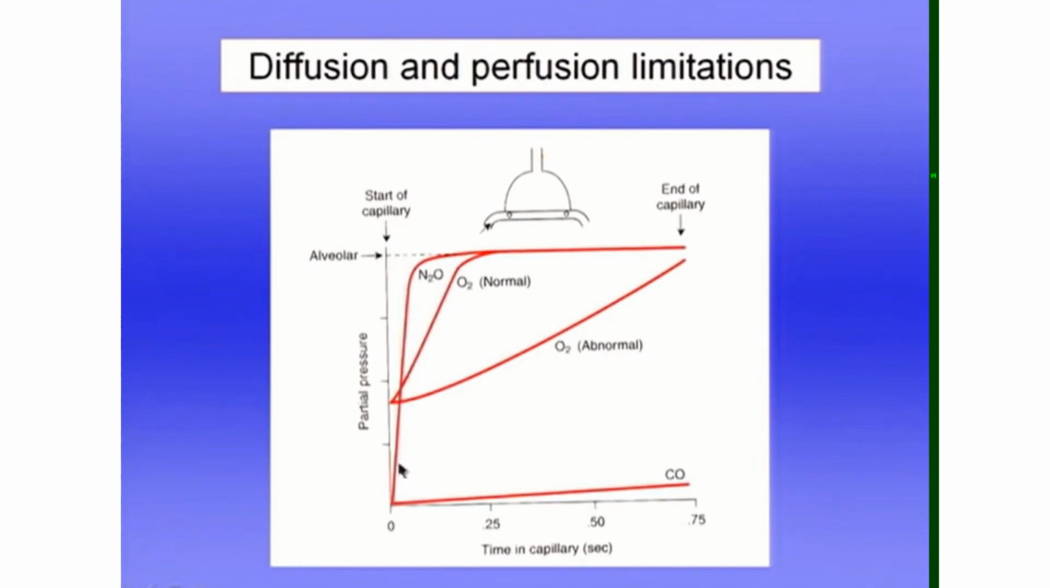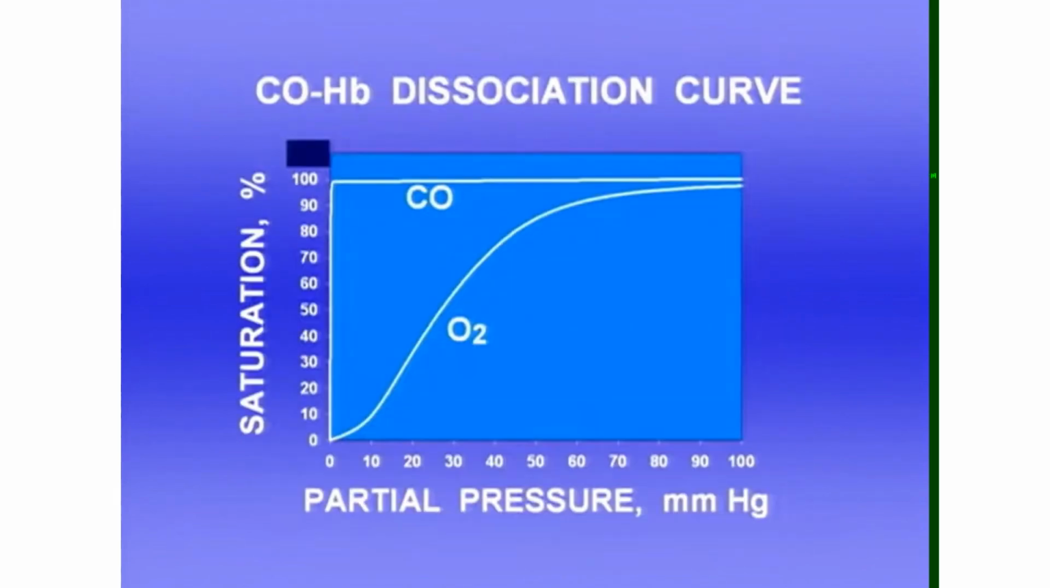So what happens when blood enters the capillary here is that carbon monoxide moves across, by passive diffusion, the blood-gas barrier into the blood. And of course, the PCO, the partial pressure of carbon monoxide in the blood, rises. How much does it rise? Well, now, you may remember that we looked at the dissociation curve for carbon monoxide before, and it's got a very strange shape. Here it is.